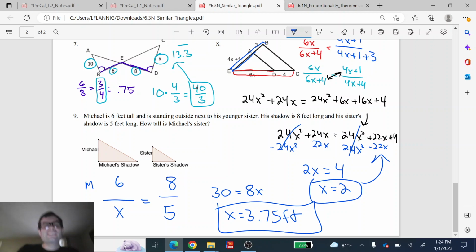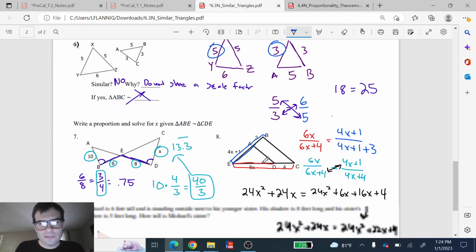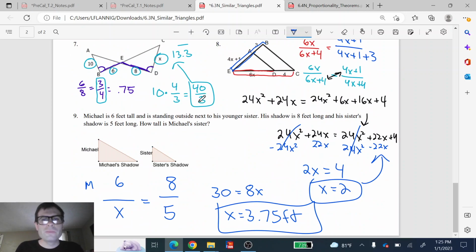All right, so this is the triangle similarity, Unit 6, Section 3. Make sure you go over this again. If you have any questions, let me know. And work on your homework, practice it, do the problems on your own. That will really help you get good at all this stuff.